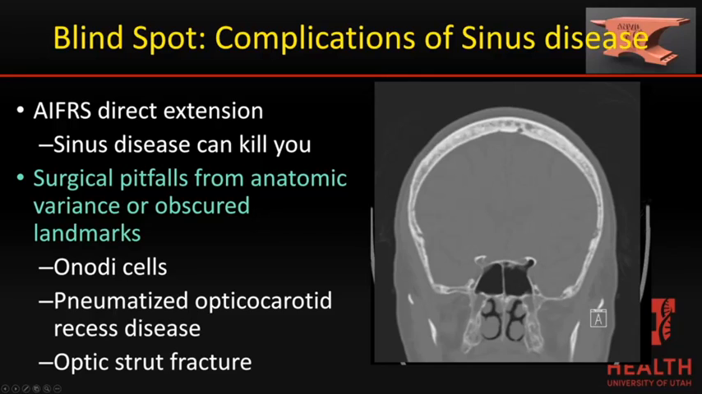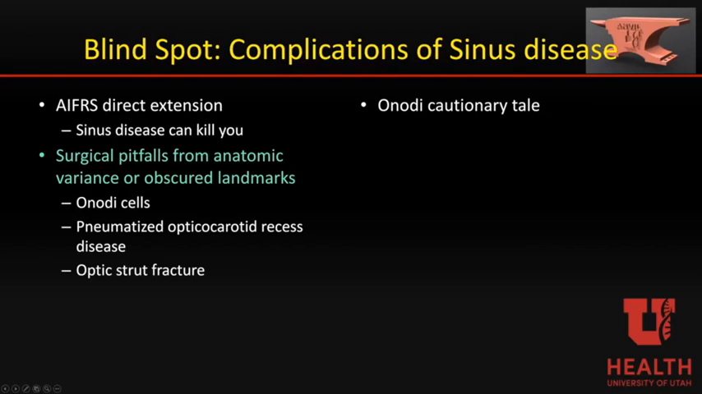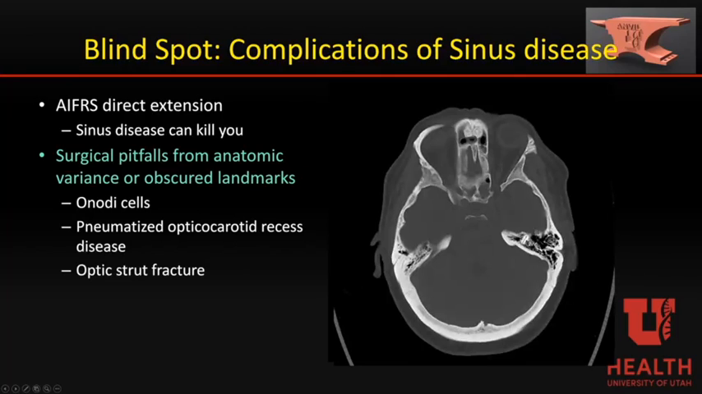Here's a patient with that very thin optic strut right next to the optic nerve in a normal variant case. Here's an unfortunate trauma patient where that optic strut fractured and impinged upon the optic nerve. Here's an example of a patient with sinus disease and an Onodi air cell that led to changes in positioning.